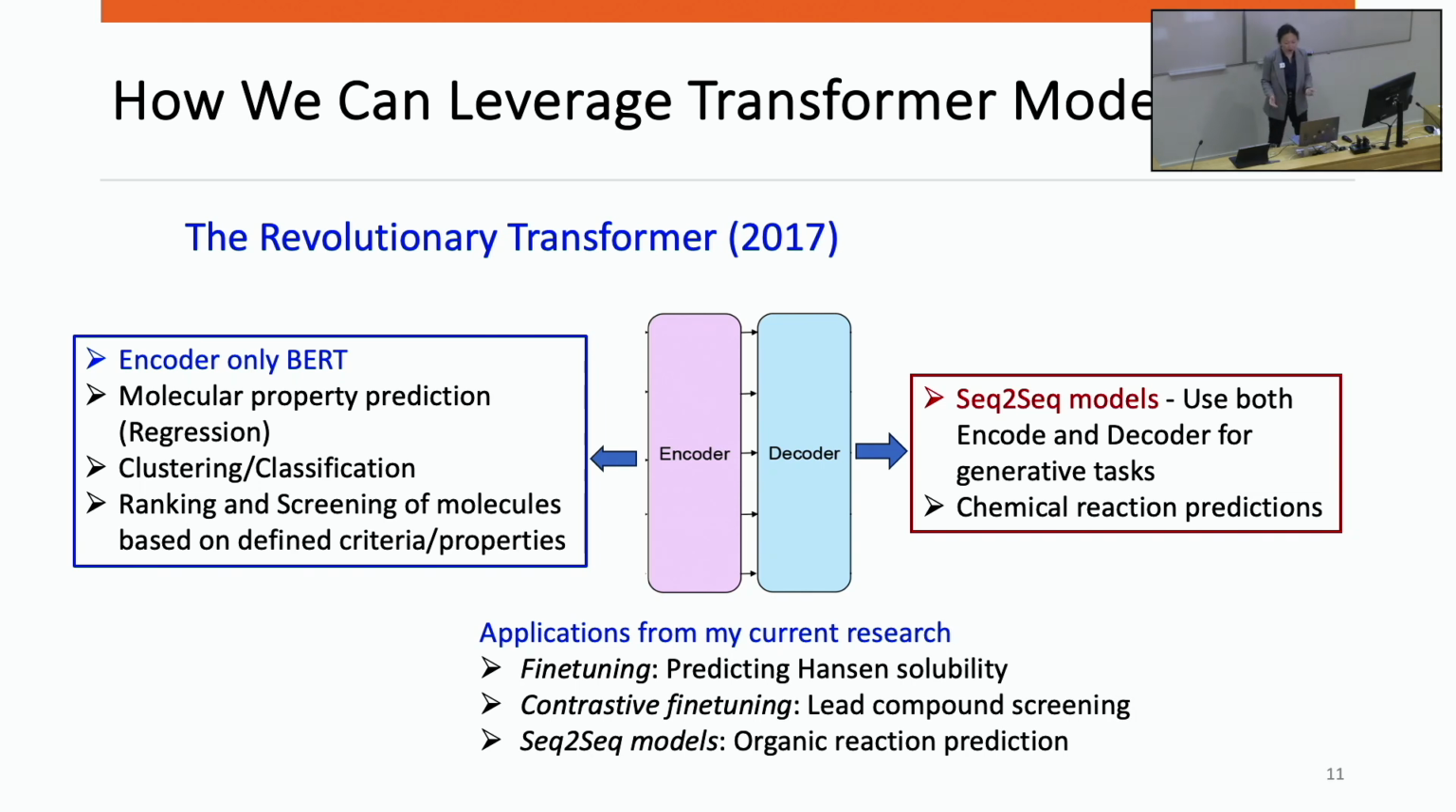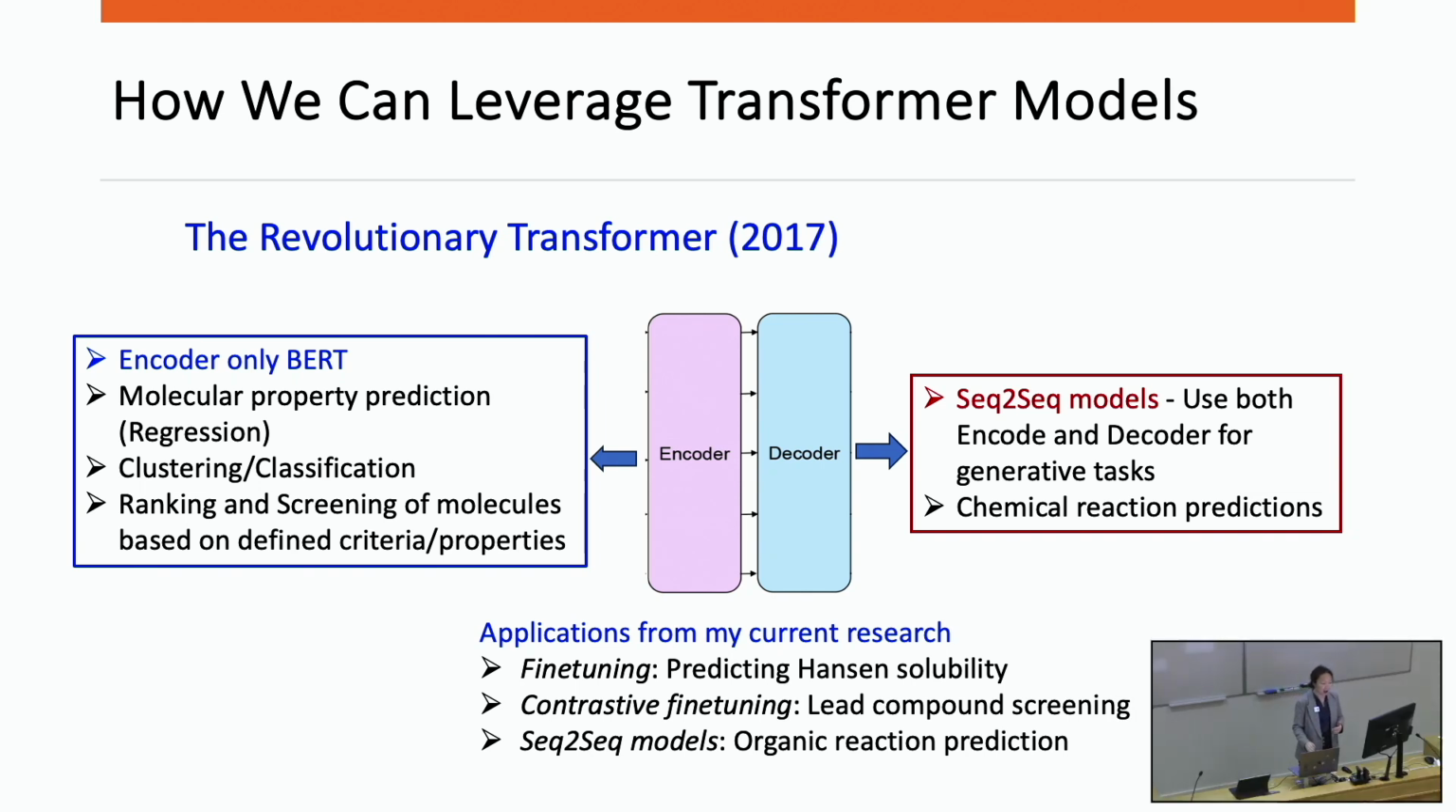The original transformer uses an encoder-decoder framework, and subsequently there are many variations based on that framework. Now we have the encoder-only BERT that we can use to do molecular property prediction. Basically any regression task, we can use a BERT model to do it, and classification, clustering, and the ranking and screening of molecules are all possible with the BERT type of encoder-only model. If we use both encoder and decoder, that is ideal for sequence-to-sequence learning, which we can use for chemical reaction prediction. That's the two aspects of what we're currently working on.